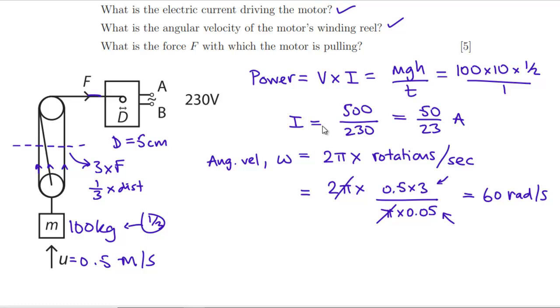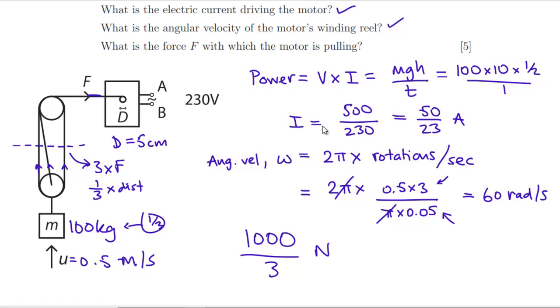What is the force F with which the motor is pulling? Right, well, we've got a force F here. We've got a 3 times multiplier on this. So we're lifting 1,000 newtons. So we've got 1,000 kilograms multiplied by the 10 for G, and we have to divide that by 3. That's our input force. That's our output force. So we've got that 3 times multiplier. That's what we've got there.